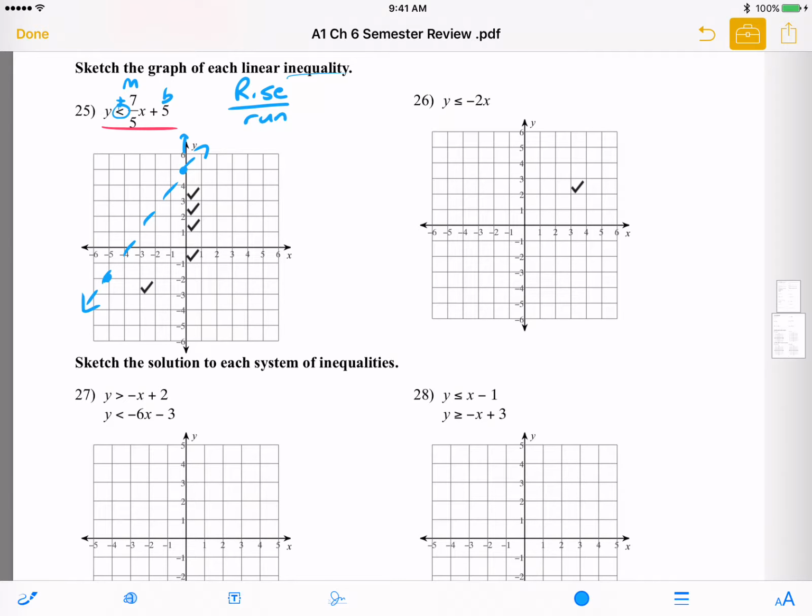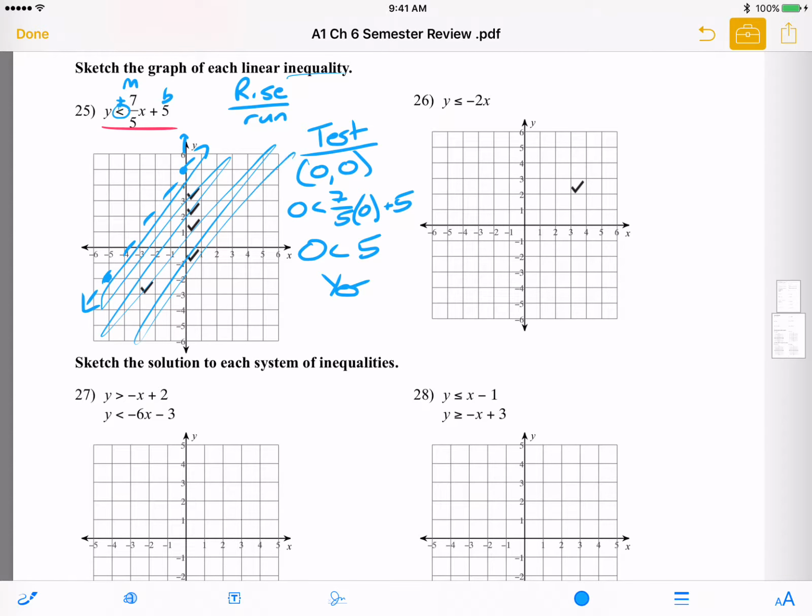All right, so if you remember this, we tested a point. So remember, we like to test 0, 0 whenever possible. So if I test 0, 0 into this guy, plug him in, I get 0 is less than 7 over 5 times 0 plus 5. All right, so now I have 0 is less than, this is going to be 0, so I'm just going to have 5 here. So is 0 less than 5? That's what you have to ask yourself. And yes, it is. 0 is less than 5. So I'm going to shade everything that is down here.